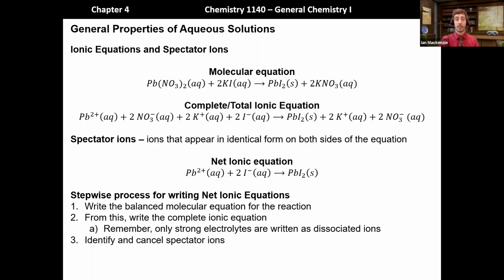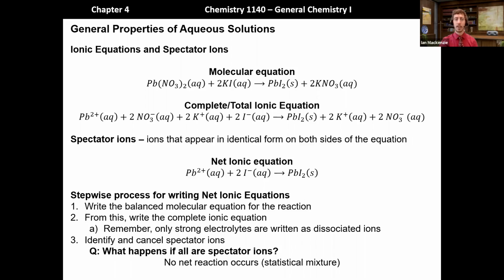Then we identify and cancel out our spectator ions from our complete ionic equation. And that will give us our net ionic equation. So what happens if all of my ions are spectator ions? And I think we did this on the last slide to some degree.